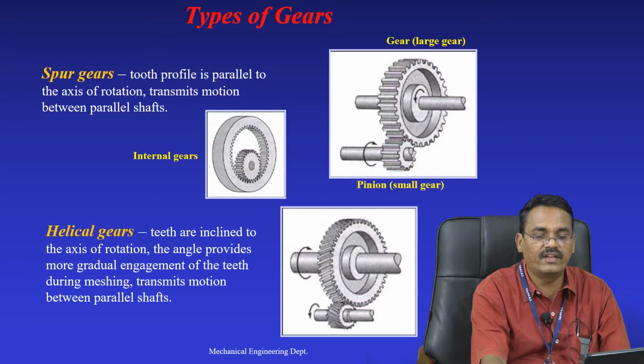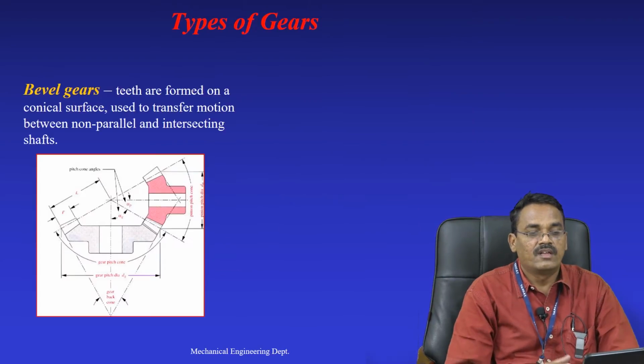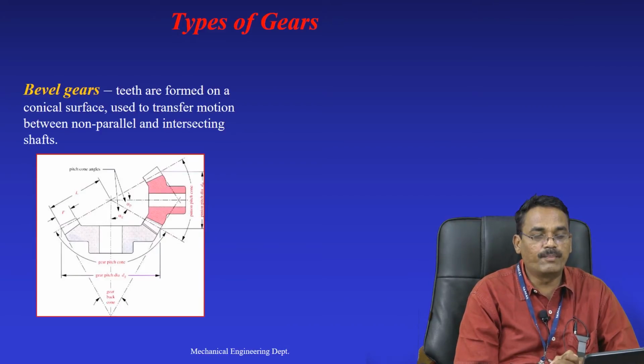In the third figure, it is clear that both axes are parallel to each other, but the orientation of the teeth differs. In the first and second figures, the orientation of the teeth is parallel to the axis of the shaft, but in the third figure the teeth are inclined to the axis of the shaft. If the teeth are inclined to the axis of the shaft, then such gear teeth are called helical gear teeth.